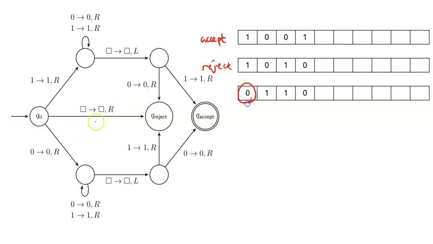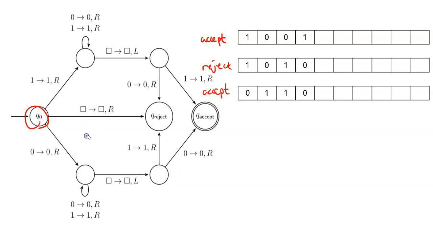Let's try the last one. We start on 0 in this state. We go down, this time we go to the bottom state. We move to the right. Then we keep going along. We stay in this state down here, moving to the right each time until we hit the blank square. We move to the left, and we are now in this state. And because we are on 0, we move to the accept state.